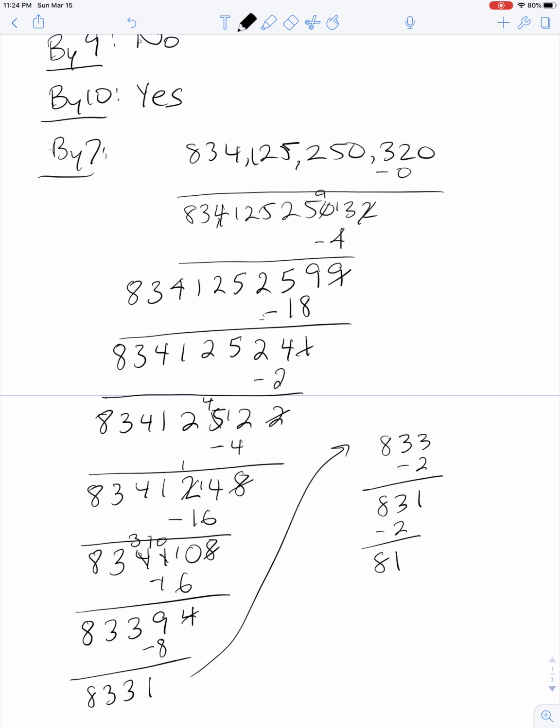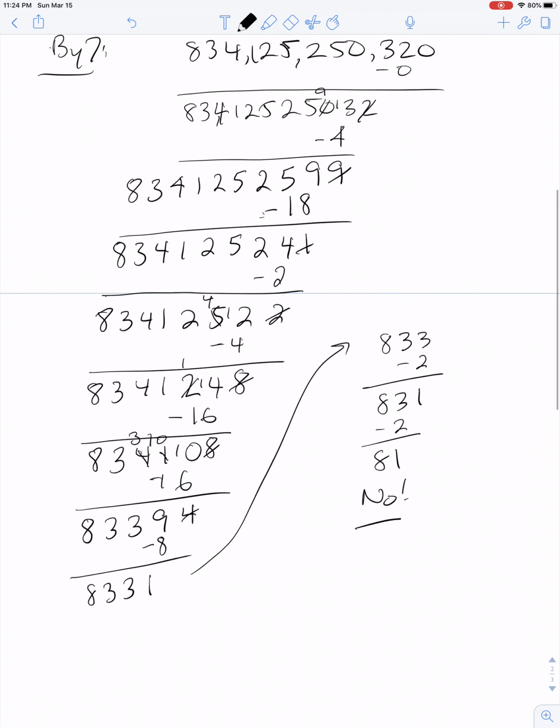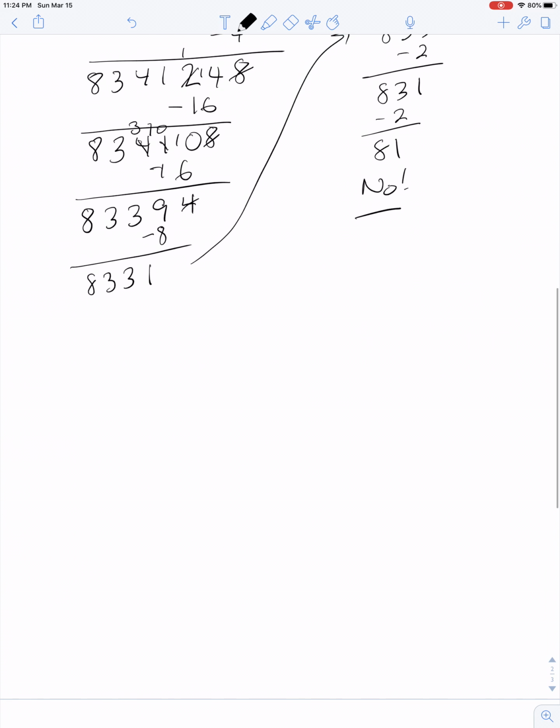And unfortunately 7 doesn't divide into 81 evenly. So after all this work, we get a big no for 7. So I told you that one's a tough one. So now let's look at 11. It's slightly easier.